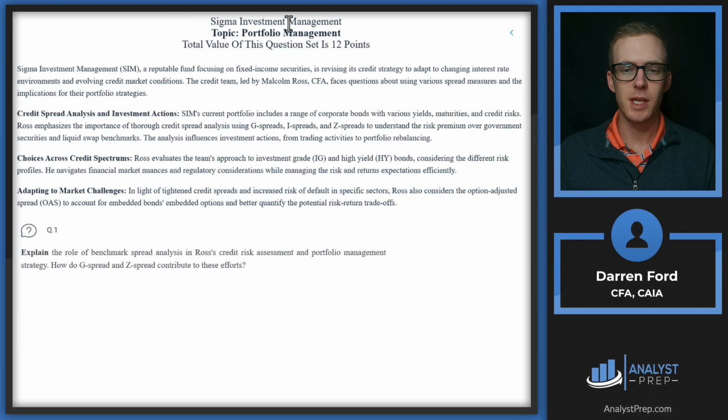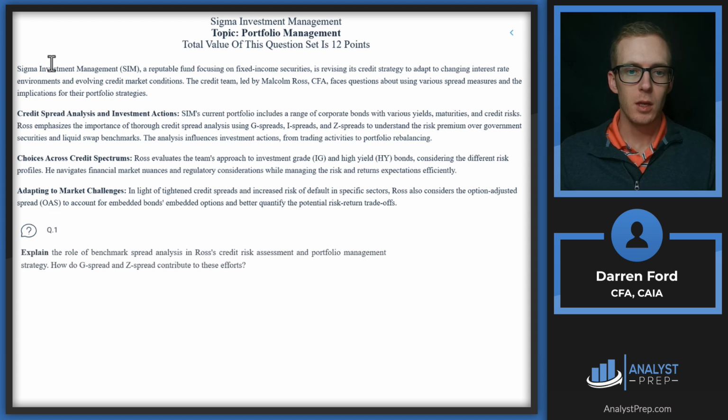All right, we're looking at the Sigma Investment Management case study here. Let's read question 1 and then we'll jump into the paragraph. Explain the role of benchmark spread analysis in Ross's credit risk assessment in portfolio management strategy. How do G spread and Z spread contribute to these efforts? So we're kind of being asked what are spreads and how does that relate to credit risk, and then what's the difference between G spread and Z spread.